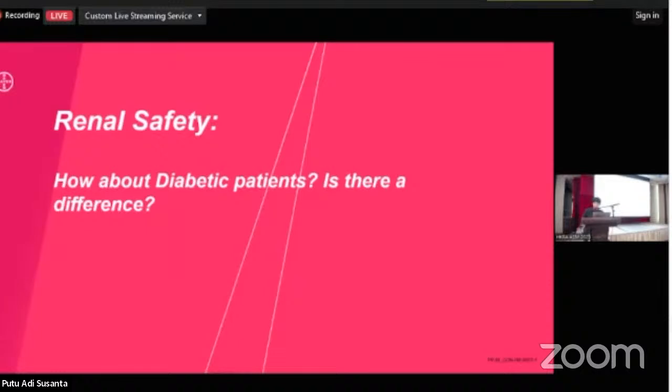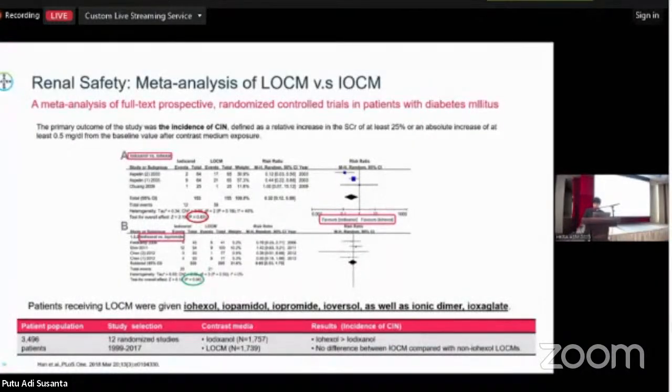So there is a meta-analysis in 2018 analyzing patients with diabetes who received different contrast media. In total, 12 studies with around 3,000 patients were included. Patients receiving low osmolar contrast agent were given iohexol, iopamidol, iopromide, ioversol, as well as the ionic dimer ioxaglate.